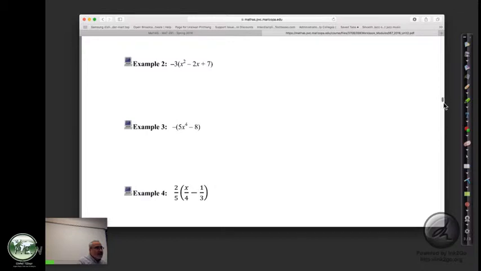Any of these look interesting? About number 3, is that just a negative sign? Good. Yeah. So it'll just be negative 5x to the 4th plus 8. Good.